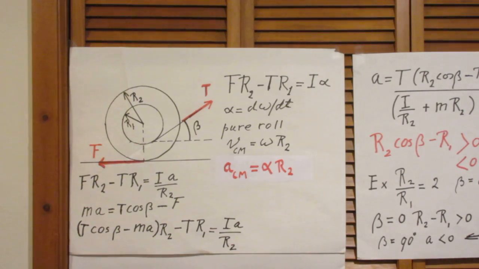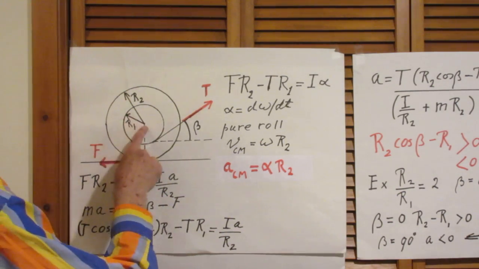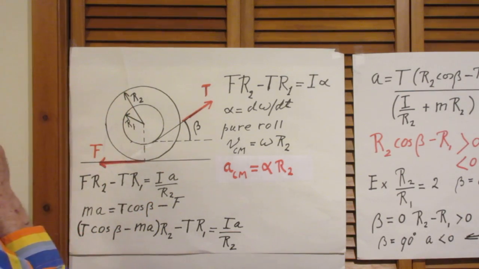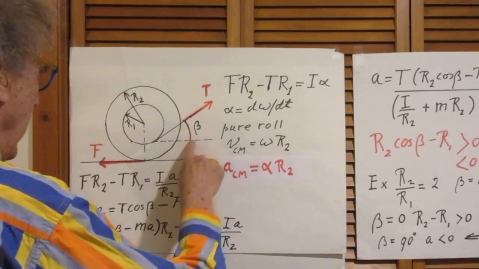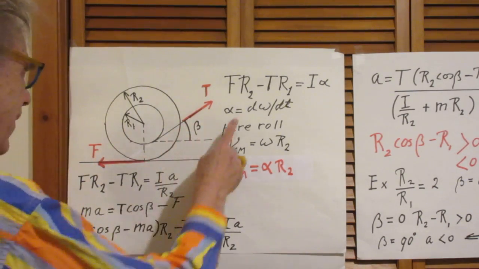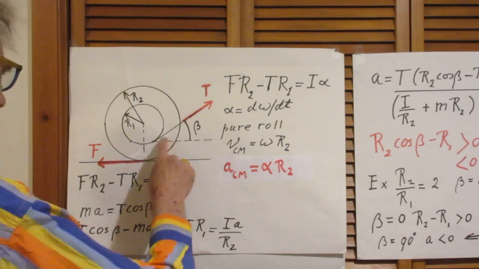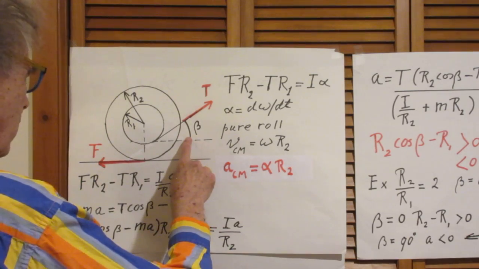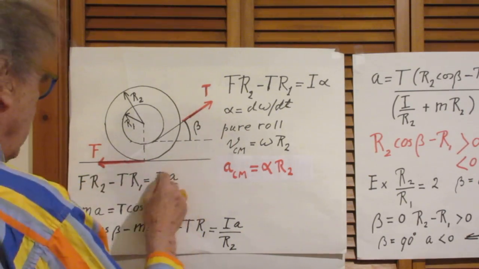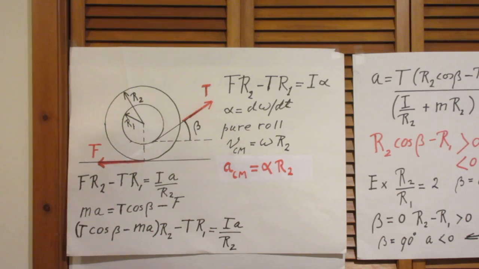So let's look at this drawing. You see here the yo-yo, inner radius R1, the inner disc, outer radius R2. I pull at an angle beta with the horizontal. I don't call this alpha because alpha we always reserve for the angular acceleration. So this angle is beta and the tension in the string is T. There is friction with the floor, so there will be a frictional force F in this direction.